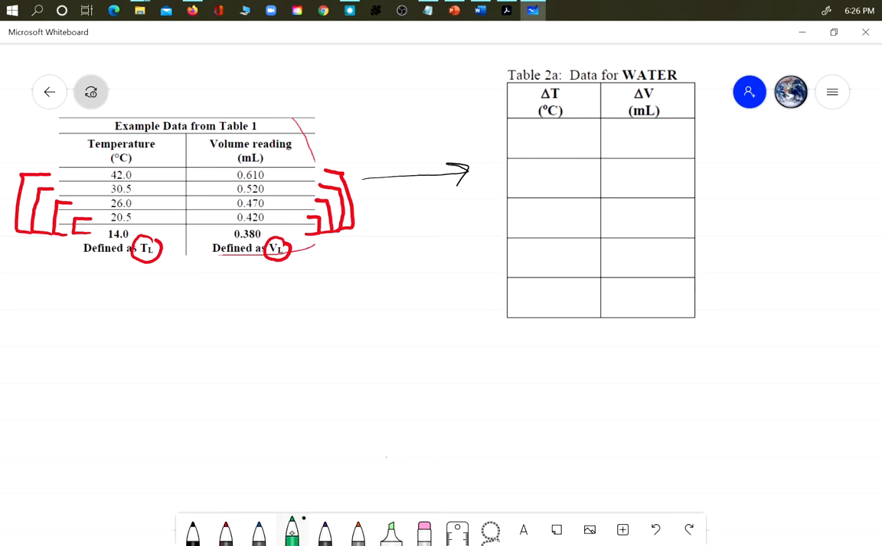I'll do it in green. Just rewrite over that. That's this green data pair. So the delta T for the green will be 20.5 minus 14.0, and I am going to get down here 6.5.